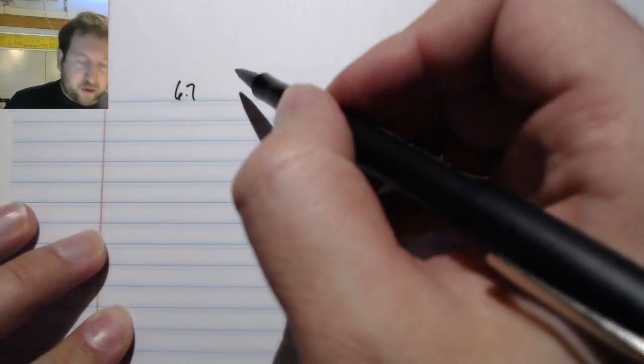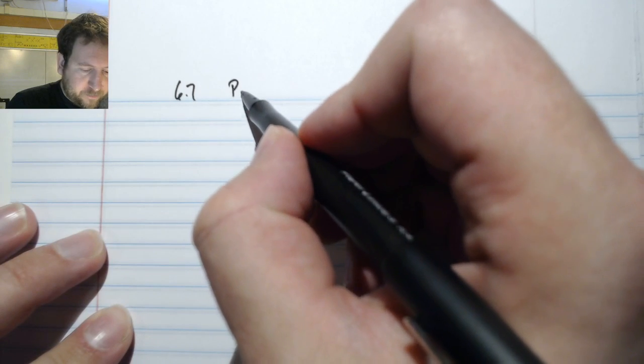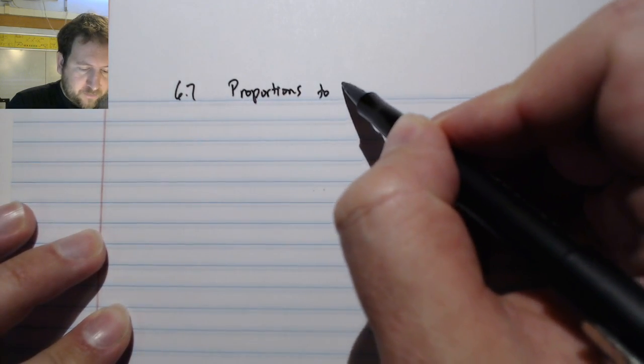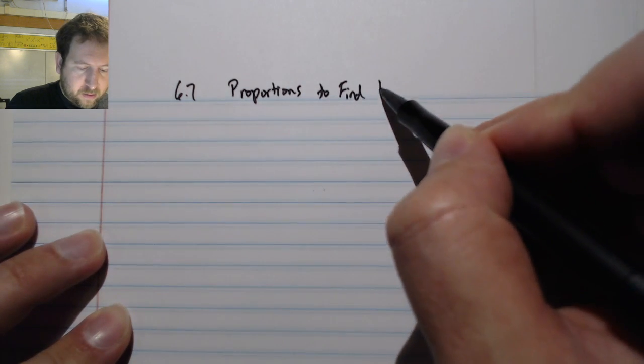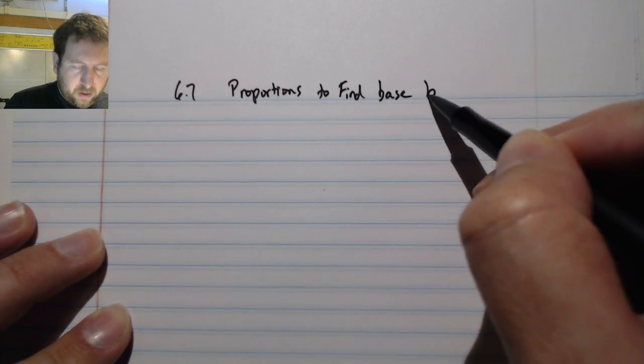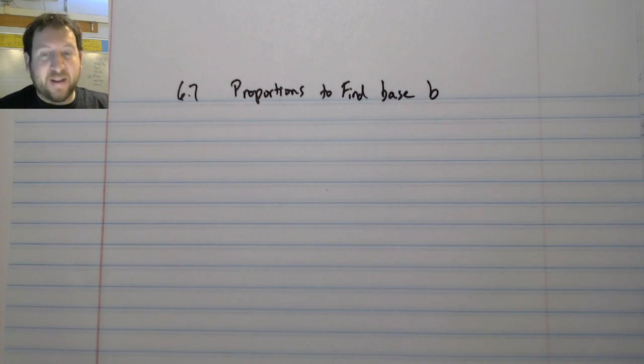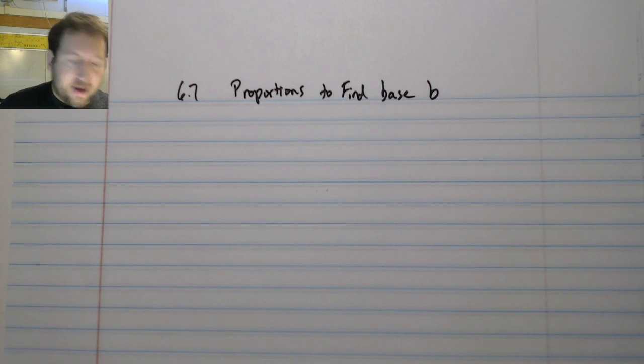Alright, we're going to continue on to section 6.7. And we're going to be looking at proportions to find base B. So before we were looking for A, this time we're going to be looking for B. And let's take a look at a real-world example real quick of how this works.